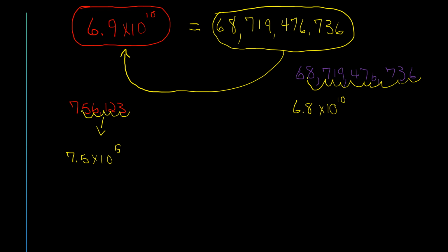Let's do another one. I'm just making up problems. Let's say we got 1,356,123. Let's go: 1, 2, 3, 4, 5, 6. See that? 1.3 times 10 to the sixth power.